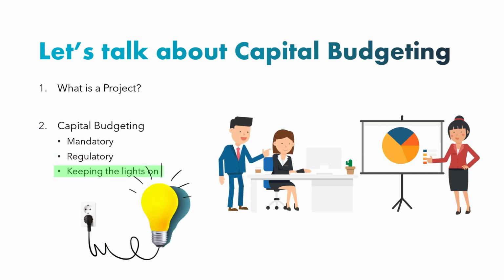Now, keeping the lights on, these are your maintenance type projects like an HR system update to maintain support contracts or an annual maintenance of the building, for example.